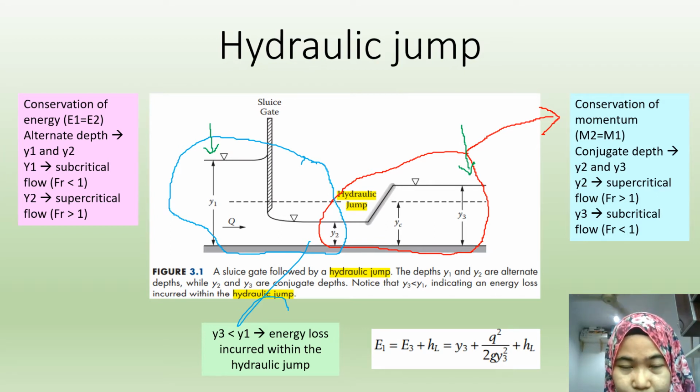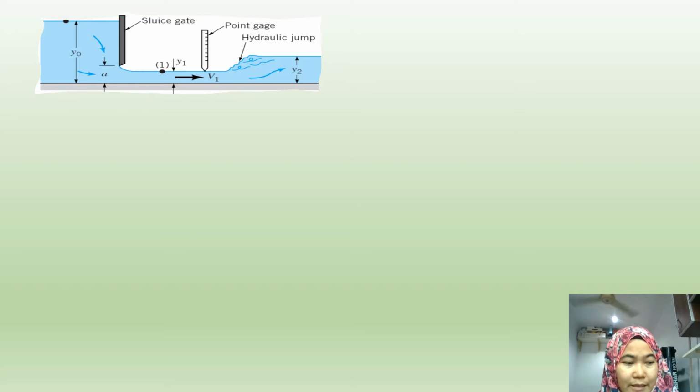According to the textbook, HL in this case can be described by the momentum equation. So we will see later how this energy loss occurs and how conservation of momentum is described here in the hydraulic jump. From this slide you can see the figure of the sluice gate and also the hydraulic jump. So it's just a matter of numbering.